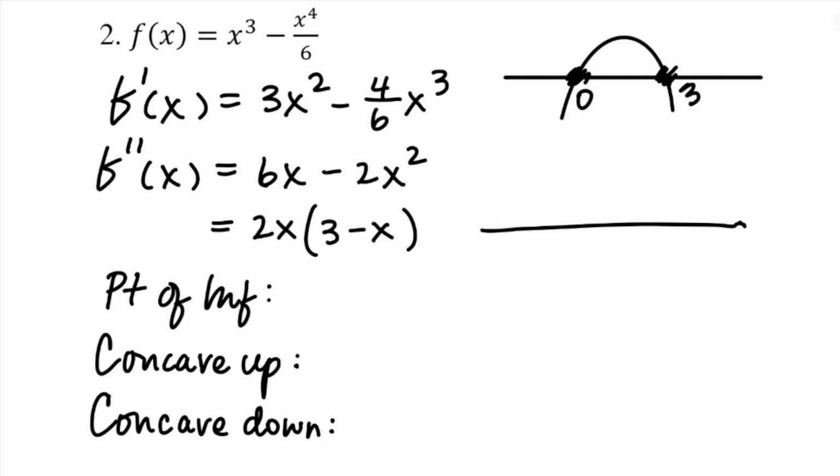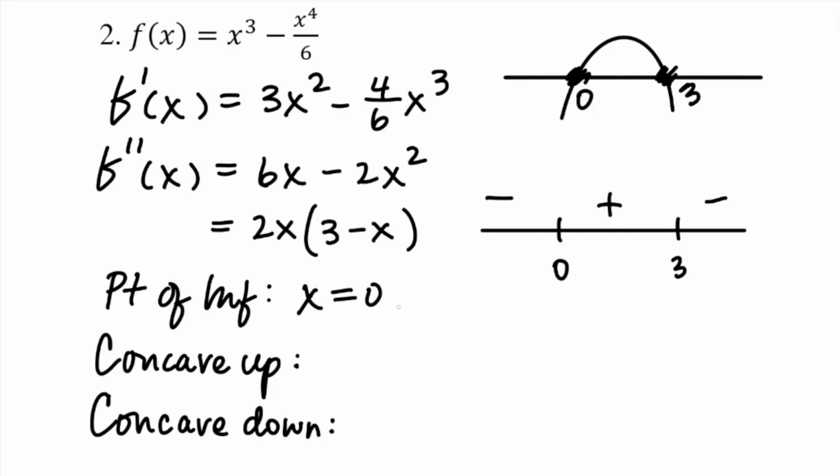Or you could make a sign chart and make your determination that on the interval 0 to 3, f double prime of x is positive. On the interval 3 to infinity and negative infinity to 0, f double prime is negative. And you end up with that type of sign chart, seeing points of inflection like sign changes in the second derivative at x equals 0 and x equals 3.